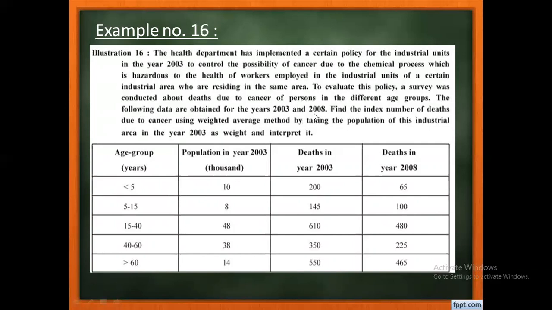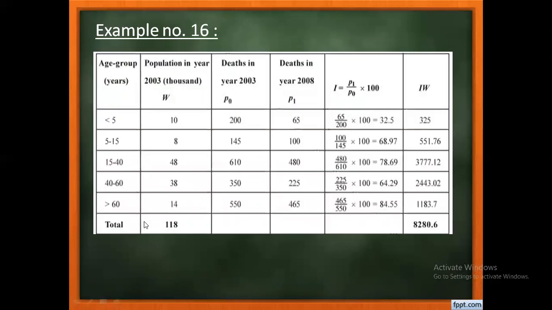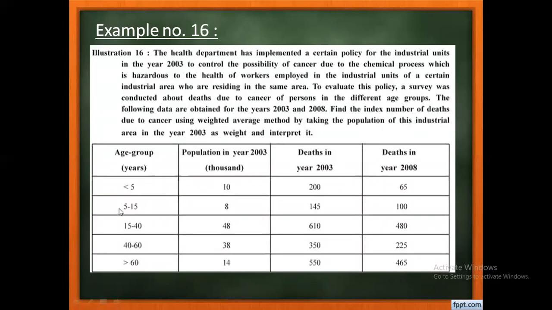So 2008 is your current year. 2003, you can say it's a base year. Find the index number of the deaths due to cancer using the weighted average method, that means sigma IW upon sigma W, by taking the population of the industrial area in the year 2003 as a weight, and interpret it. Okay, so different age groups are given: less than 5, 5 to 15, 15 to 40, 40 to 60, and more than 60.